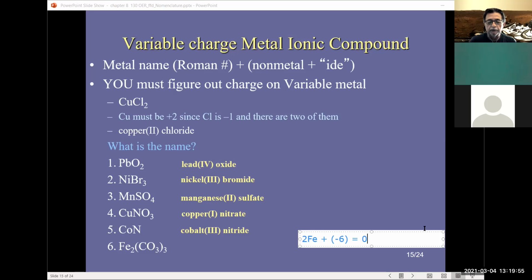Okay, well, let's rearrange this. Let's solve for iron. So we got 2 Fe. I moved the -6 over to the right side of the equation. So I got to add +6 on the left and the +6 on the right. So I end up with 6.